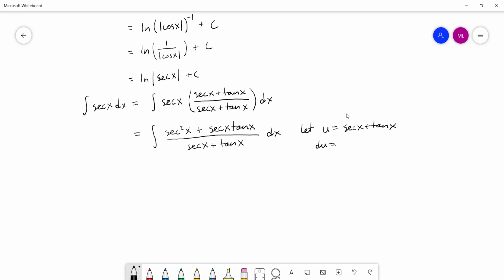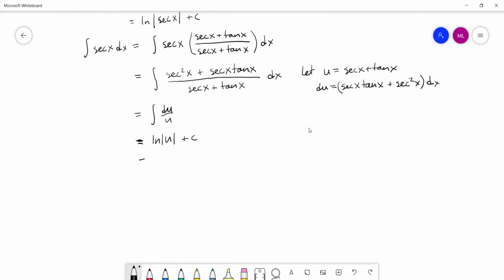That means that du will be the derivatives of these. So what's the derivative of secant? It's secant x tangent x. And what's the derivative of the tangent? Well, that is secant squared of x, whole thing times dx. And now what I have exactly is du on top, this whole thing, over u. And we've got the integral of du over u. And from there, that is the natural log of absolute value of u, is what that integrates to. Again, same thing, natural log plus c.